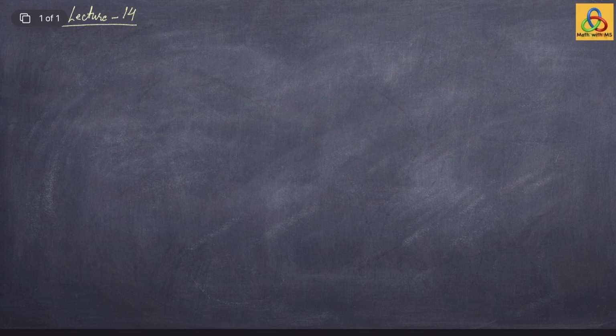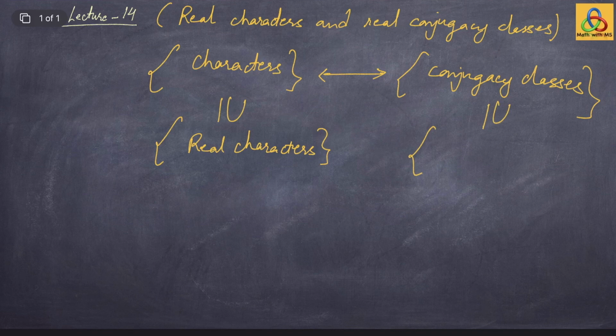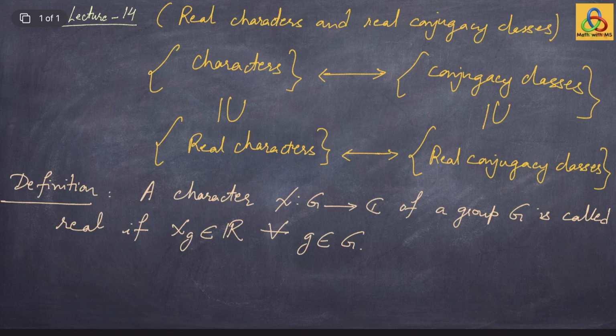Today we are going to talk about real characters and real conjugacy classes. We are going to define a certain subset of the set of all characters, which we call real characters, and similarly we will define a subset of the set of all conjugacy classes of your group as real conjugacy classes, and we will show that there is a bijection between them. Let's begin with this definition.